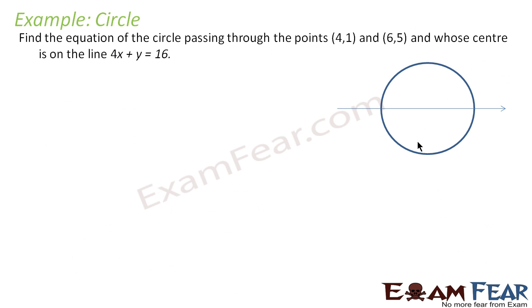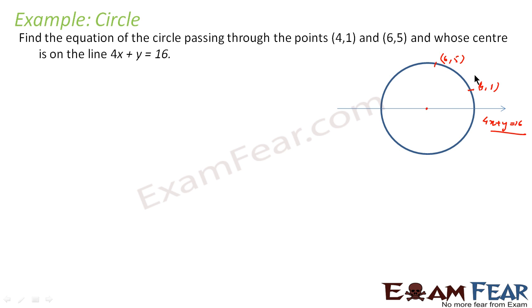Now we have to find the equation of the circle passing through 4, 1 and 6, 5, and whose center is on the line 4x plus y is equal to 16. The question says there are two points, let's suppose 4 comma 1 is here and 6 comma 5. I don't know how to plot this exactly, so I'll just assume the points are here, and this is the center, which lies on the line. The line equation is 4x plus y is equal to 16. This is what the question says.